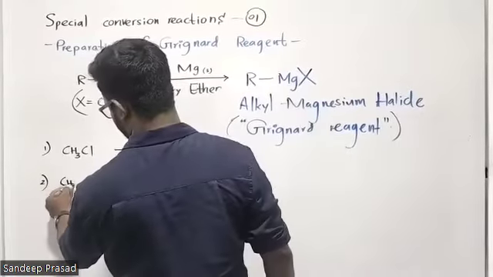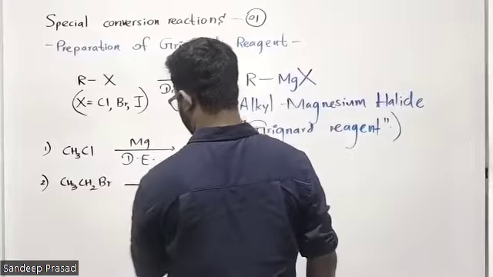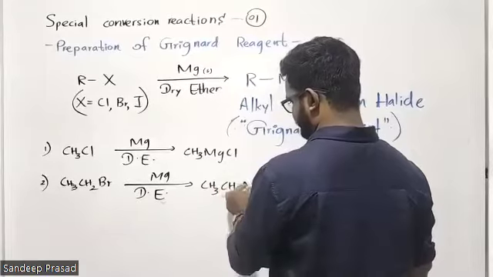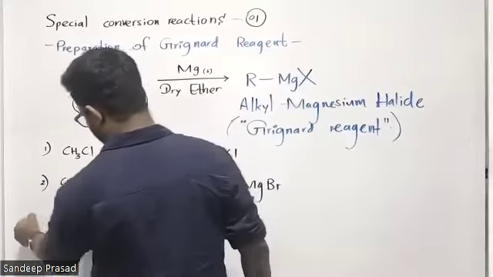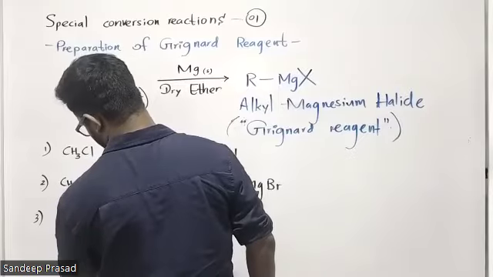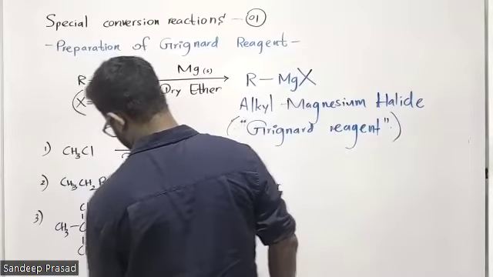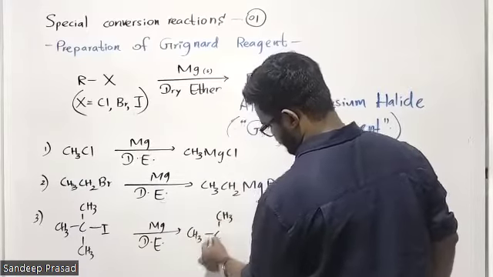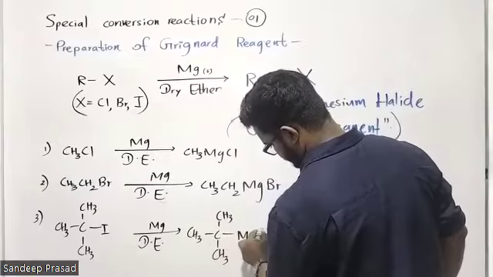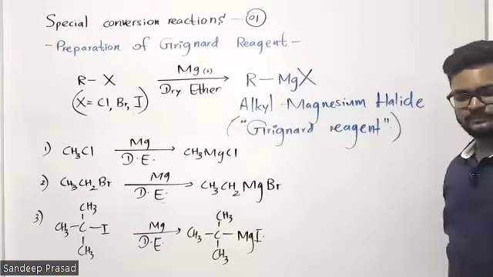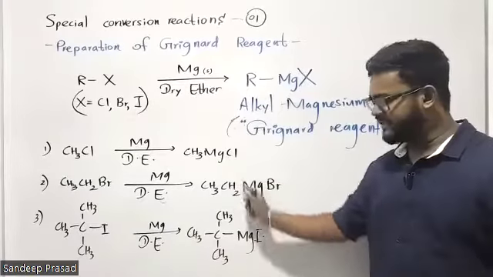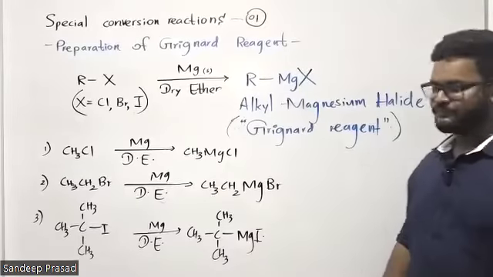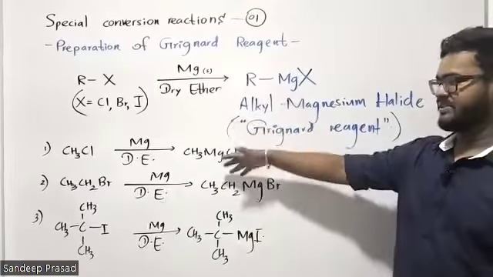Number two, CH3CH2Br, magnesium, dry ether. Number three, let me consider a tertiary alkyl halide like this. In this way. So all of them are Grignard reagents. Commonly, we can say Grignard reagents. Okay. Quickly write up. I want to put here some other examples.